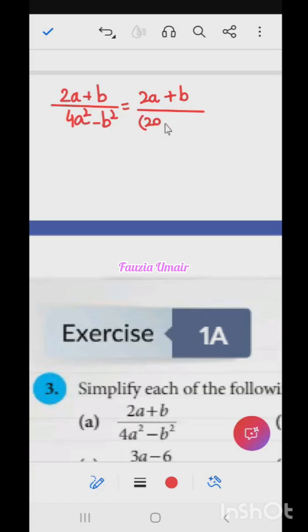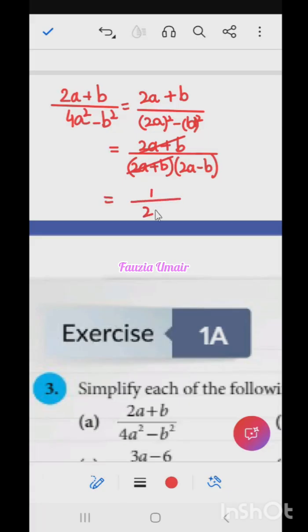So we will write it down like this: 2a whole square minus b square. So this time a is 2a, right? So now you can write it down like this: this is a square minus b square, which is equal to a plus b into a minus b. Okay, so this would be the factorization of the denominator. Now you can cancel this 2a plus b, and the answer is 1 by 2a minus b. So this is the simplest form of this fraction. Okay? So this is how you are going to factorize it.